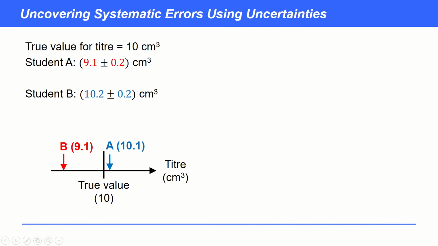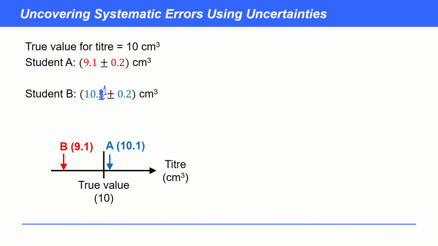Finally, we want to talk about uncovering systematic errors using uncertainties. Now, so far, this procedure has given us what we call the measurement uncertainty. How can we use that to find systematic effects? Well, here's how we do it. Let's say we're doing a titration and we work out that the true value for the titer is 10 centimetres cubed. Two students have had a go at doing the experiment. One got 9.1, the other got 10.2. They both work out uncertainties are worth 0.2 centimetres cubed.